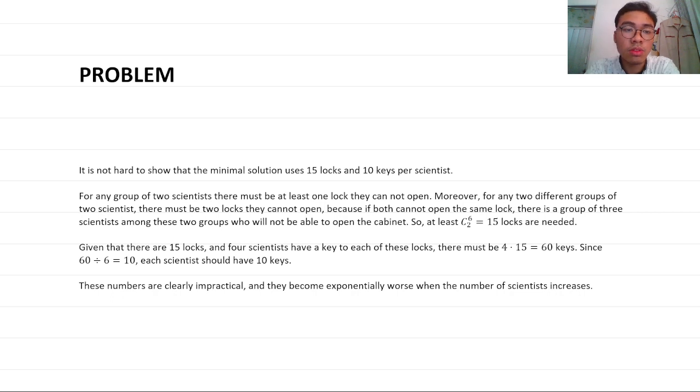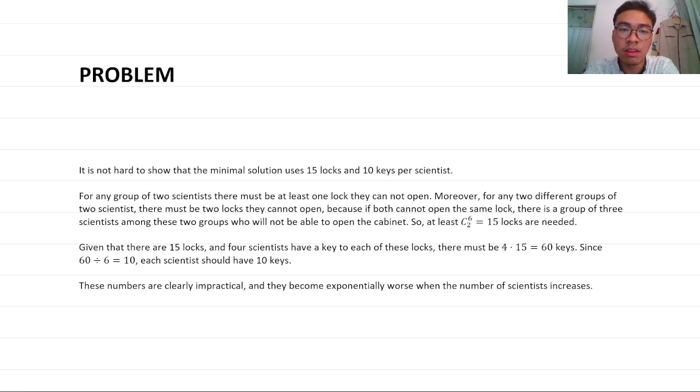It is not hard to show that the minimal solution uses 15 locks and 10 keys per scientist. For any group of two scientists, there must be at least one lock they cannot open. Moreover, for any two different groups of two scientists, there must be two locks they cannot open, because if both cannot open the same lock, there is a group of three scientists among these two groups who will not be able to open the cabinet.